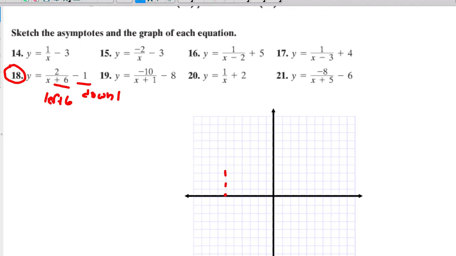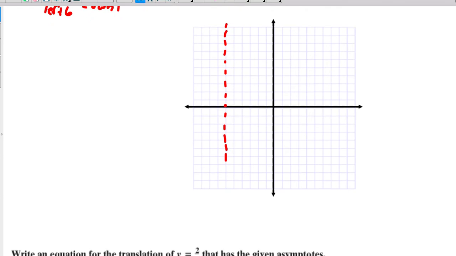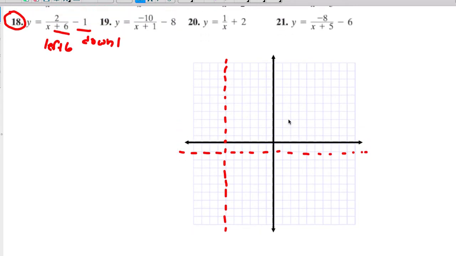So this is a little bit challenging on this thing. All right, here we go. Two, and then down 1. Okay, so those are the asymptotes, right? So this telling me up here that this shifted left 6, that means I want to pick values to the left of negative 6, and values to the right of negative 6.